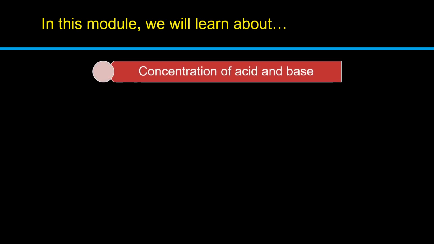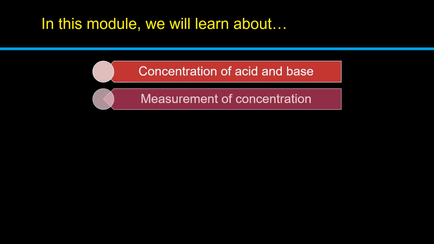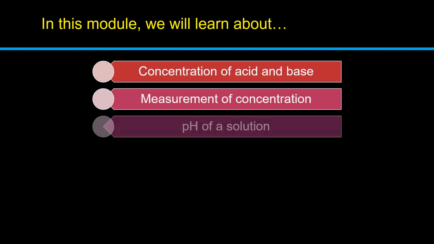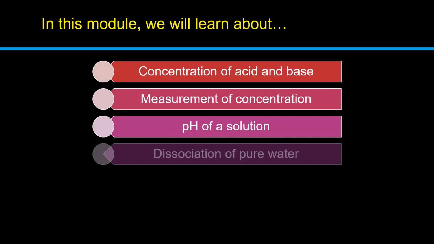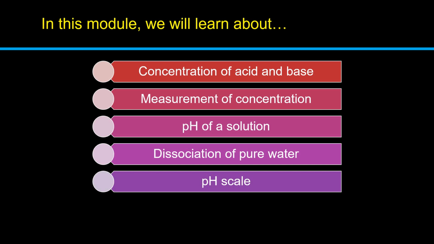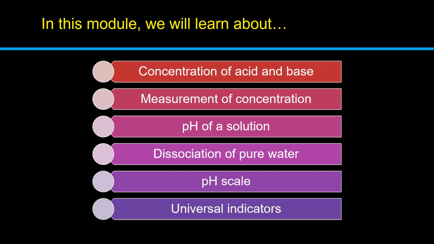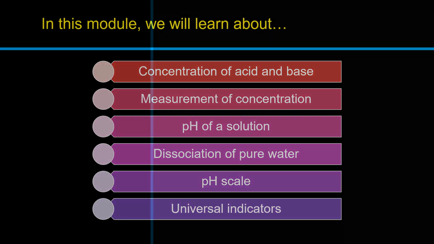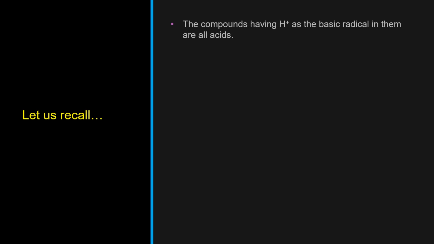In this module children, we will be learning about concentration of acid and base, how to measure concentration, pH of a solution, dissociation of pure water, pH scale and about universal indicators. Before beginning our new module, let us recollect our previous one.